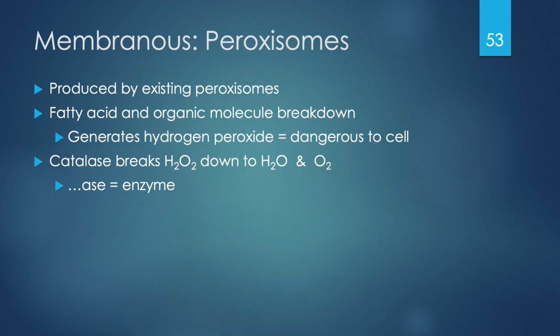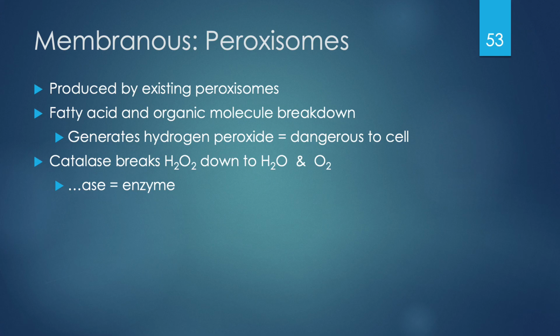Peroxisomes are similar to lysosomes, but they're different in a number of ways. So first off, they're smaller and they carry a different group of enzymes than the lysosomes do. So they break down different things. So peroxisomes are responsible for breaking down fatty acids and other organic molecules. But when that happens, that breakdown results in some hydrogen peroxide being generated, and that hydrogen peroxide can be very damaging to the tissue.